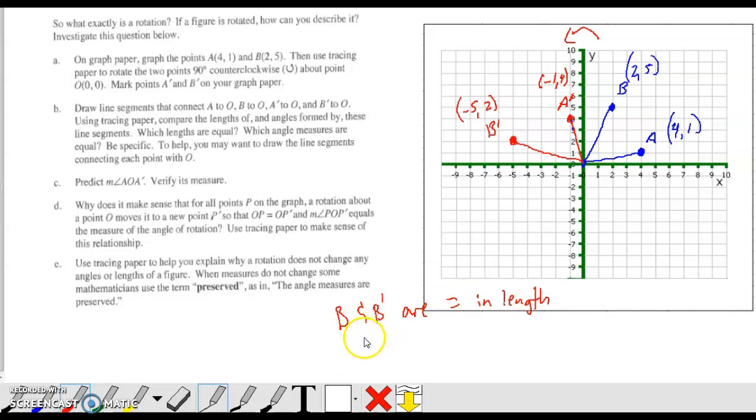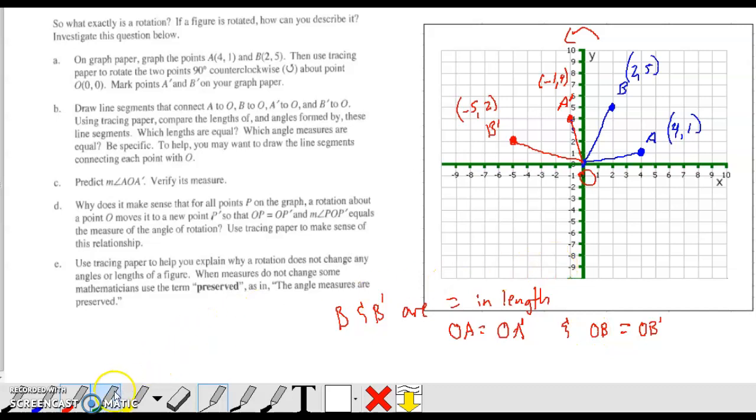How we can write this a little bit clearer is, here's O, we can say that O to A is equal to O to A prime, and then we can say O to B is equal to O to B prime. Again, it just is a line segment. We will deal with this more in our geometry section later this year.